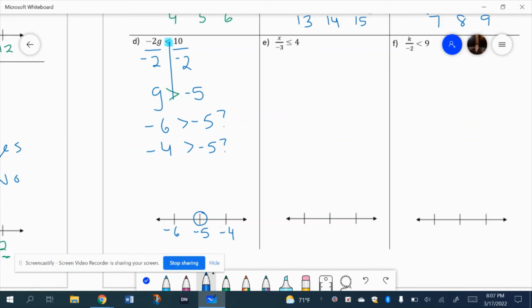Remember, the bigger numbers are always going to be to the right on the number line. We want something bigger than -5. -4 is bigger. So this one is correct and this one is not. Because -4 is bigger, we're shading to the right.